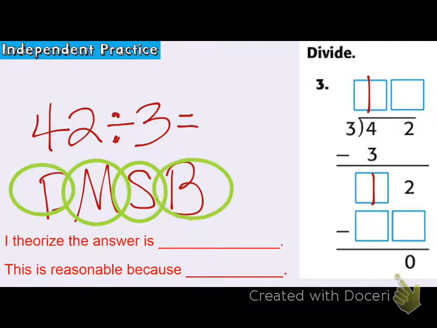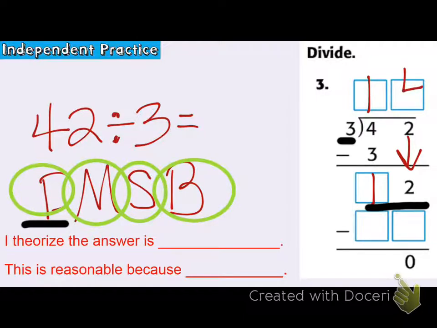After subtract, I can bring down. I'm going to bring down this 2. Okay, I'm going to go back to step 1, divide. And I'm going to divide 3 into 12. How many times will 3 divide into 12? Well, I know that's 4.